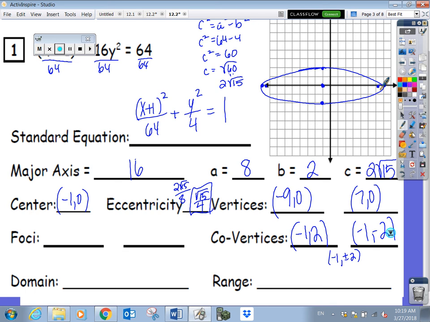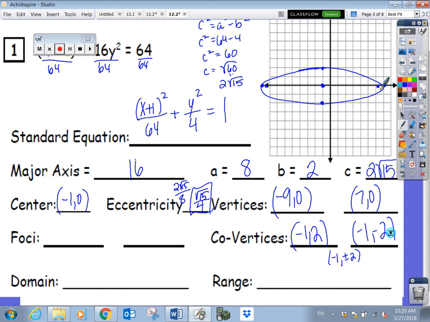Be sure and plot them. Your foci for an ellipse will always be inside the ellipse. If your foci are outside of the ellipse, you've done something wrong. Okay, they're on the same axis. They're on the major axis always. And they're inside the ellipse.